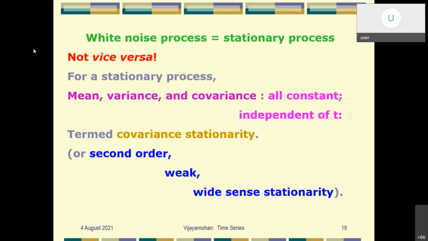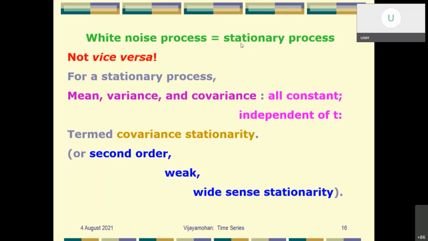But for a stationary time series, the mean is a constant. It can be zero also, no problem, but it is a constant generally. Variance is constant, and that is so with respect to the white noise process also. But covariance is not zero for a stationary process. It is a constant. It is not zero. So that is the difference between white noise and a stationary process.